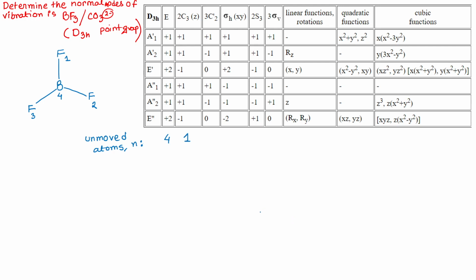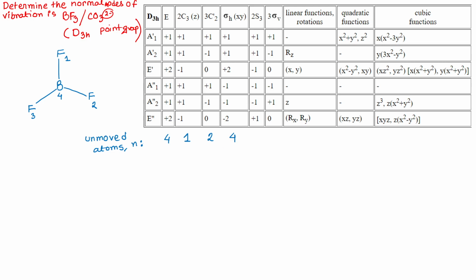What about C2 dash, that is along one B-F bond? There are 3 C2 dash axes. If you think about the C2 dash along B-F1, then F3 and F2 are going to change their place. B and F1 are going to be unmoved, that is your 2 unmoved atoms. What about the molecular plane sigma h? All 4 are going to be unmoved, right?